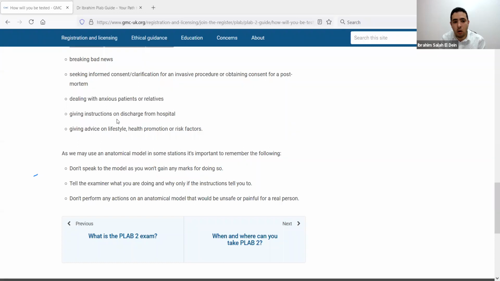Okay, so you need to know how to deal with an angry patient or angry relative, maybe an angry mother, angry father, angry son. This station comes up a lot in the exam. Giving instructions on discharge from the hospital, giving advice on lifestyle and health. Actually, people, this is your task as an FY2 in the hospital. That's why if you manage to pass this exam, you will be able to work in the NHS and you will find this in the hospital. Okay, so it is your main task. Actually, it is a very reliable exam, but you just need to know how to deal with it.